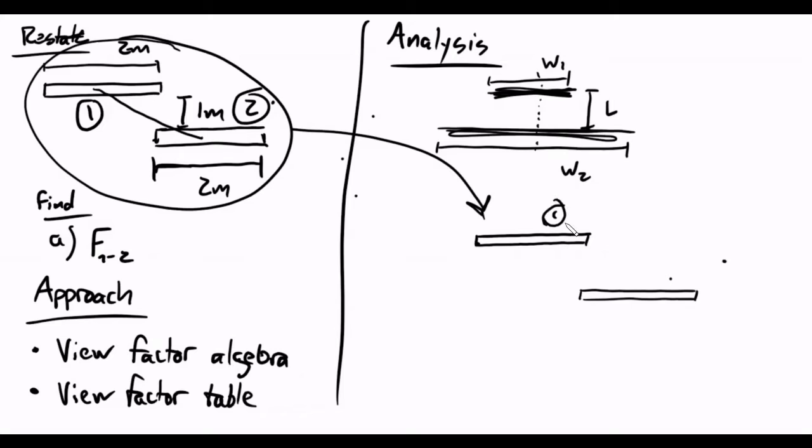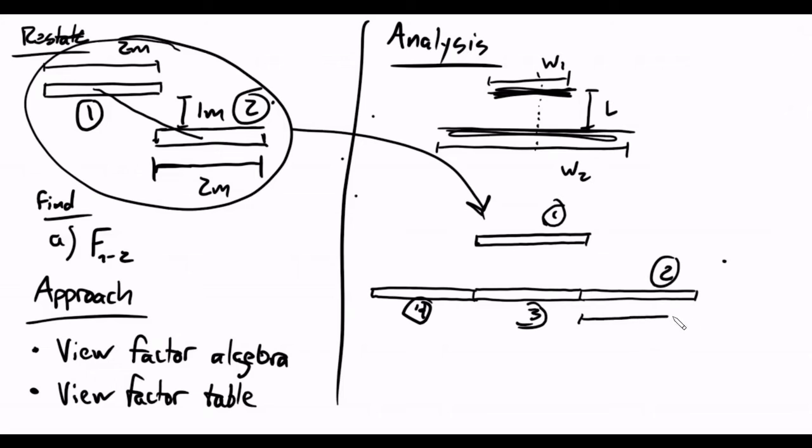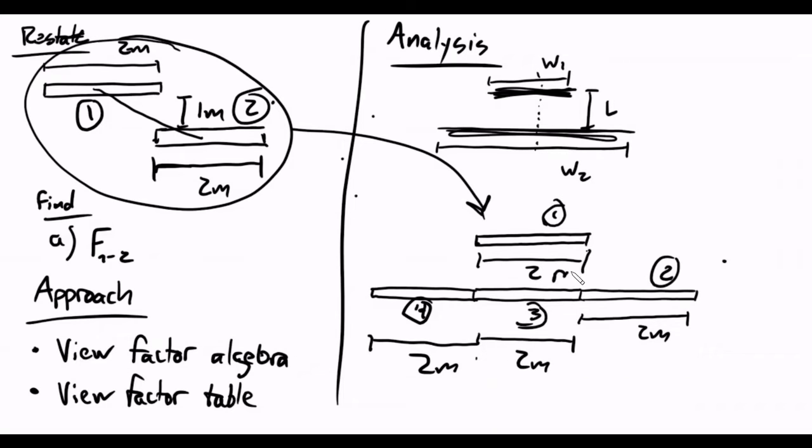So again, here's surface 1, here's surface 2. Now I'm going to add another surface coming out like this. That's surface 3. And I'm going to add one more out here. That is surface 4. And then I'm going to say that all of these are the same width, 2 meters. And this one is also 2 meters. And they're all 1 meter away from that top plate.